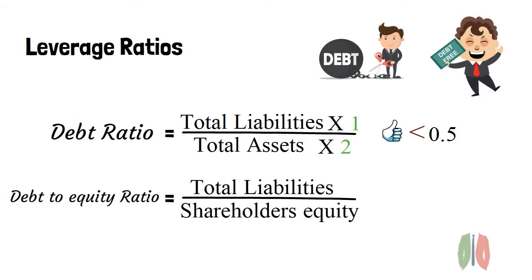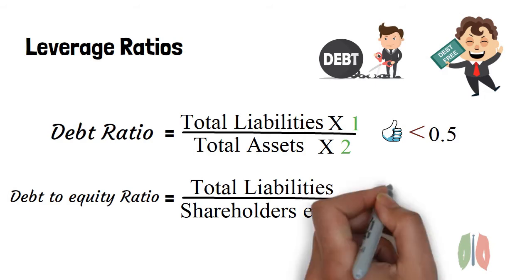This ratio tells us that without disturbing the assets, how much a company can pay its liabilities with the shareholders equity, and up to what amount of debt a company can pay with its shareholders equity. That is the point of this ratio. A good debt to equity ratio will be less than 1.5.